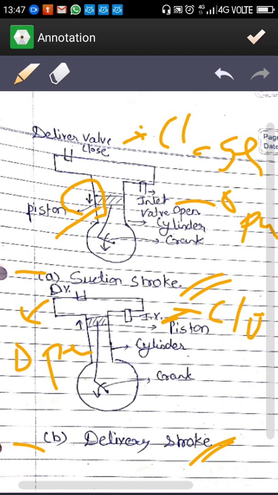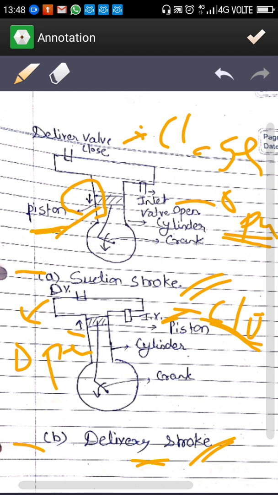compressor. I am again explaining that during the suction stroke, the delivery valve remains closed, the inlet valve remains open, and the piston moves from top dead center to bottom dead center. And what actually occurs in the delivery stroke: the inlet valve remains closed and the piston moves from bottom dead center to top dead center, and the delivery valve remains open at the end of the stroke.